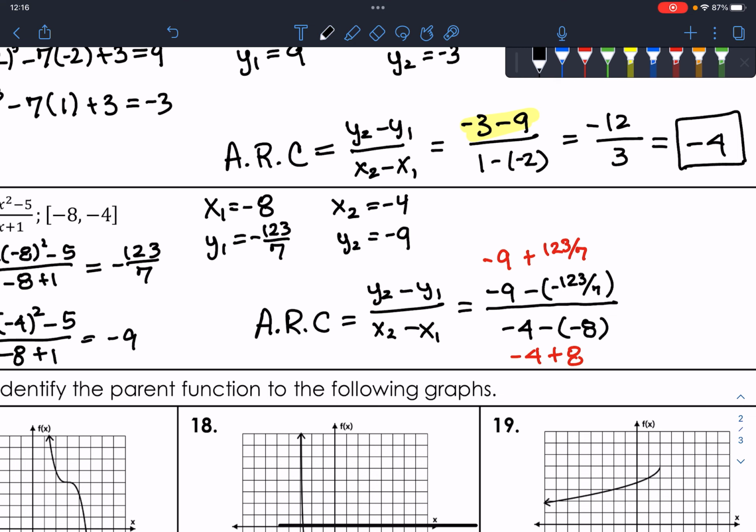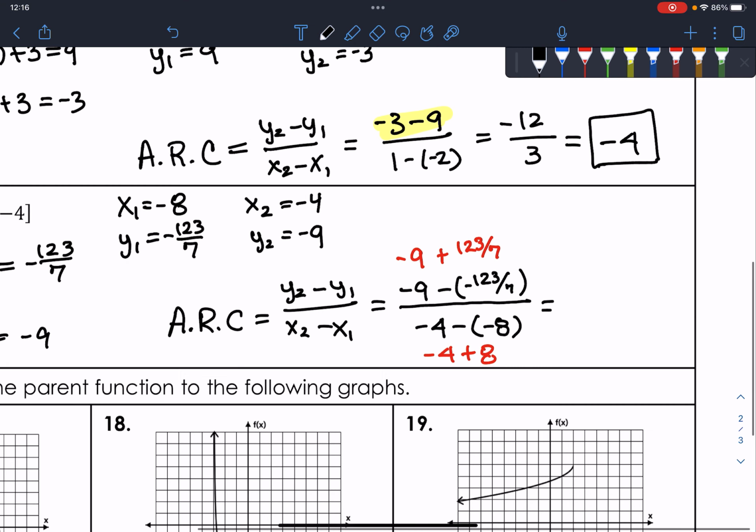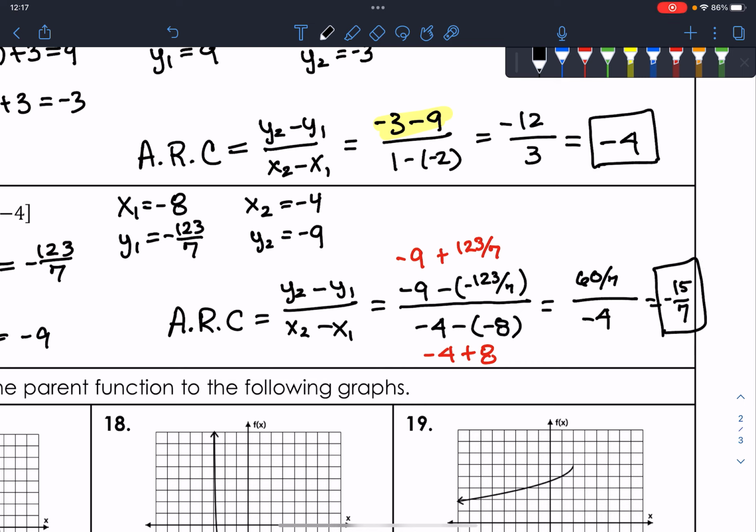And again, if I take this one thing at a time, like the numerator, I get negative 9 plus 123 over 7, that's equal to the fraction 60 over 7. And negative 4 plus 8, that's equal to 4. So if I divide 60 over 7 by 4, that's equal to 15 over 7. And this is your answer.